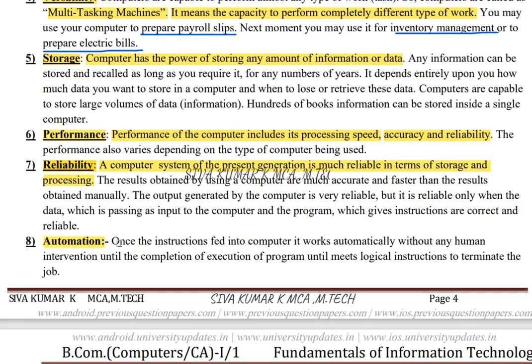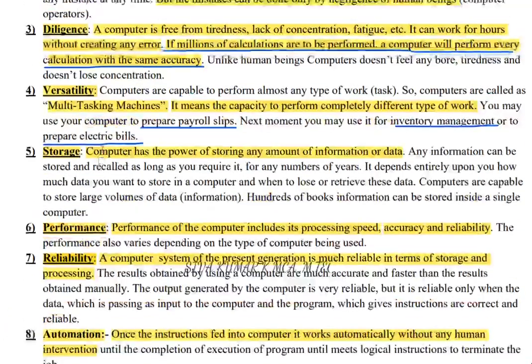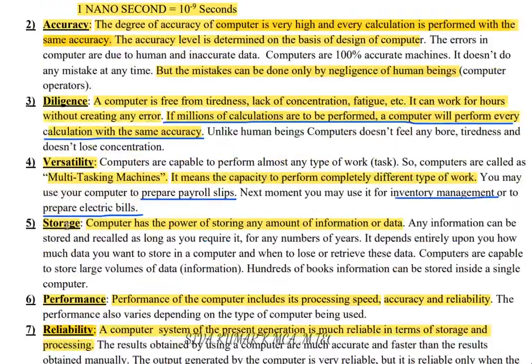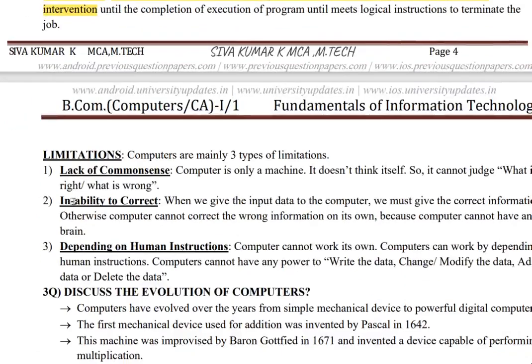And automation. A computer is automatic. Once the instructions are fed into the computer, it works automatically without any human interaction. A human does not go inside the computer to fix the wires and cables to process the instructions. Not required. The computer will do it itself. What we have to do is just type the instructions through the keyboard or mouse or any input devices. So this is the explanation of computer characteristics. What are the characteristics? Speed, accuracy, diligence, versatility, storage, performance, reliability, automation.